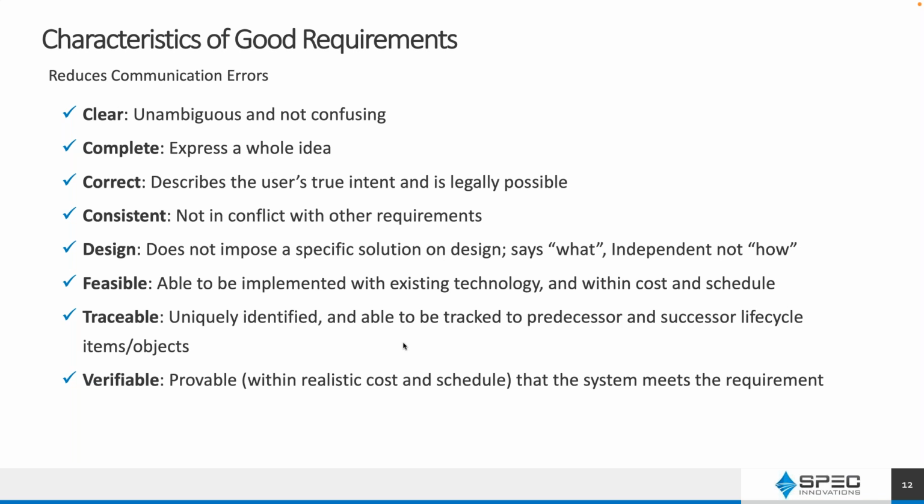So the ones we use right now in the tool as our primary metrics are clear, complete, correct, consistent, design, feasible, traceable, and verifiable. These are ones we've used for many, many years. I understand there's a new set from NCOSE. I believe these encompass most of those, if not all of them, but we're actually in the process of evaluating that new set and seeing how they fit. But for now, this is a pretty good simple set, and it's easy to understand.